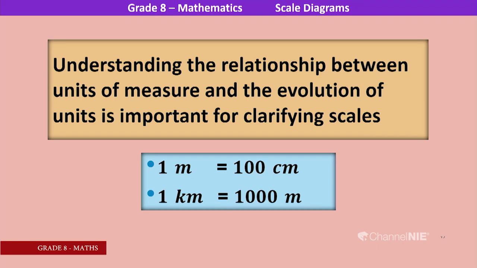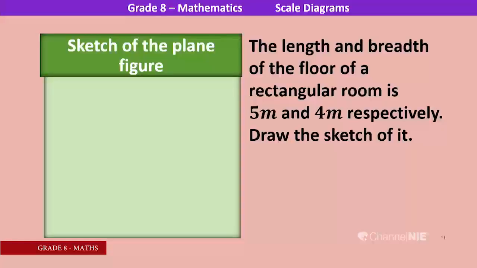Multiplying, dividing. Sketch of the plane figure. The length and breadth of the floor of a rectangular room is 5 meters and 4 meters respectively. Draw the sketch of it. For a sketch, there are no rules. You can just draw the shape including the given measurements, 5 meters and 4 meters.